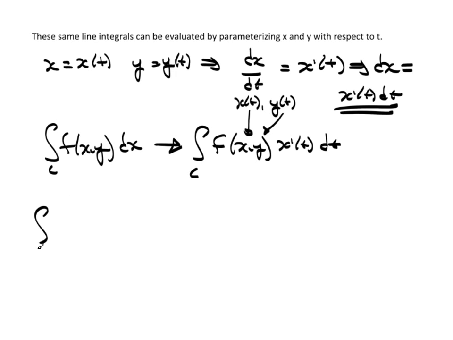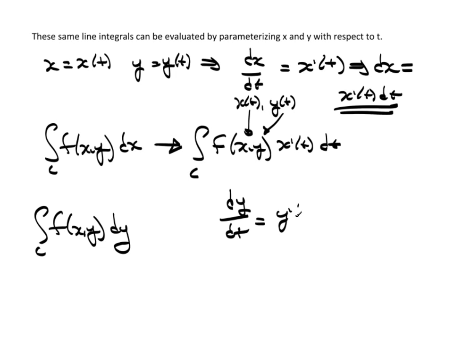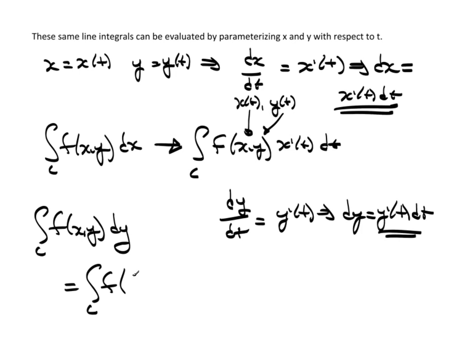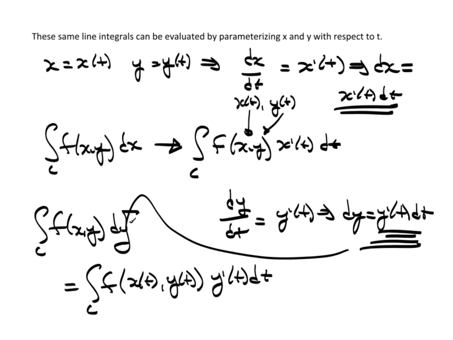And likewise, this integral of f of x, y with respect to y, if y equals y of t, then dy/dt equals y prime of t. That gives me dy equals y prime of t dt. So now I can think of this integral as f of this. I'm going to write it this time with the t in there, just so there's no doubt this has been reparameterized as a function of t. Then y prime of t dt, because this is now my dy.